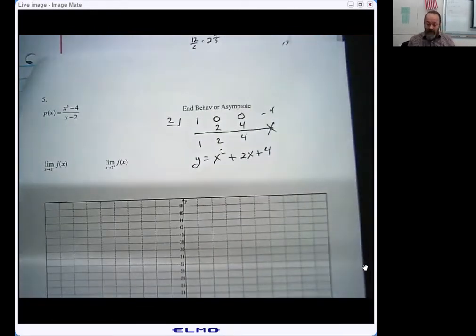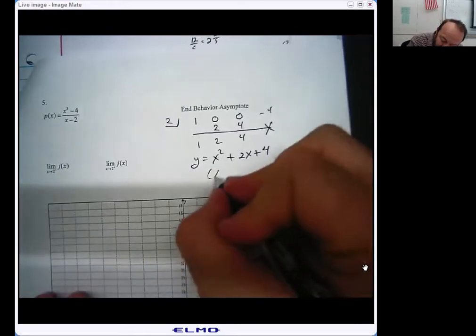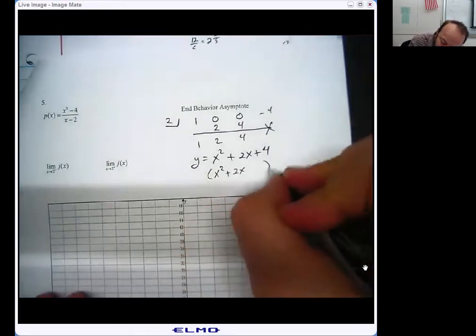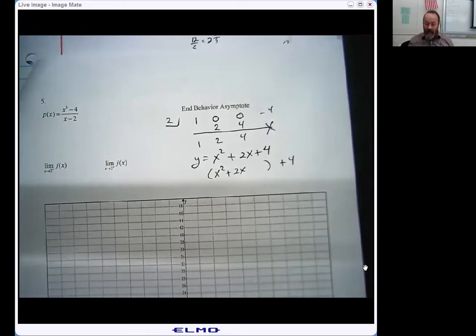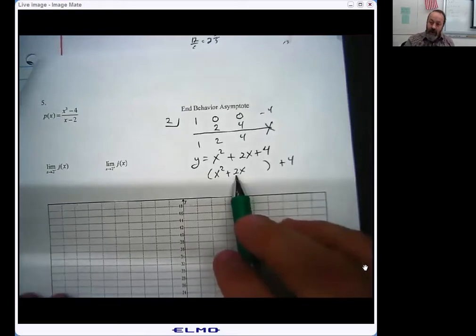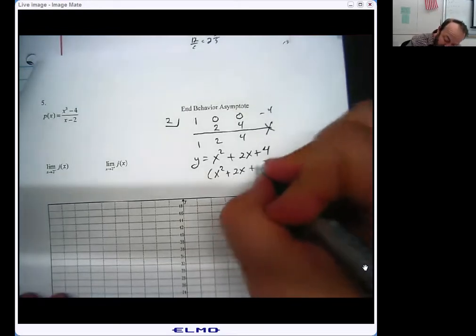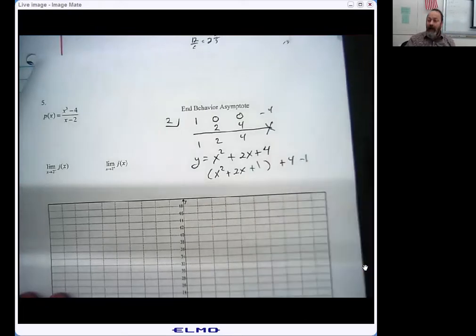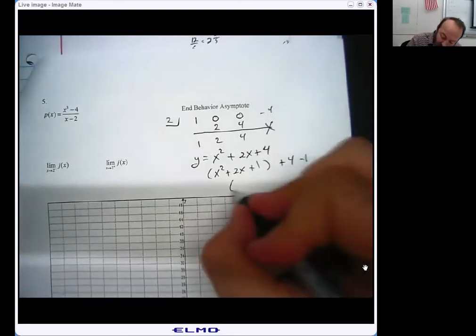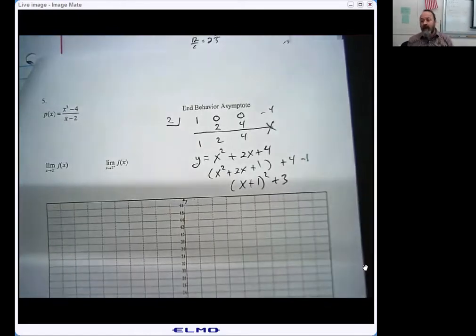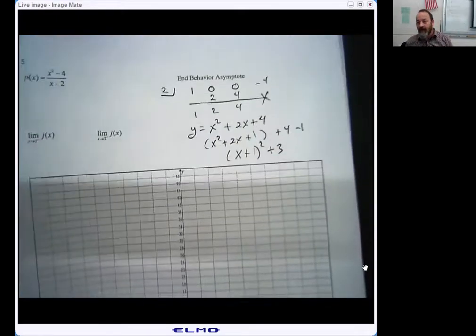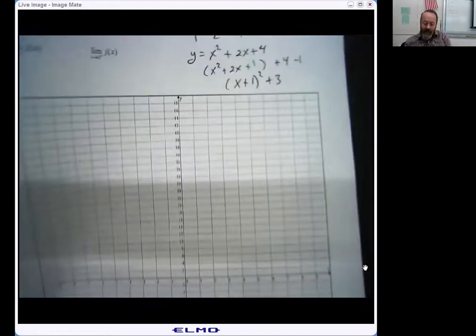Some of us are not as good. I personally chose to get it into vertex form because in vertex form, I then can pretty easily make a nice looking graph. Remember, we took the two, cut it in half and squared it, but then we had to balance that by adding one and taking one away, which means I can go to the vertex of -1, 3, and then I could use the 1, 3, 5 pattern.